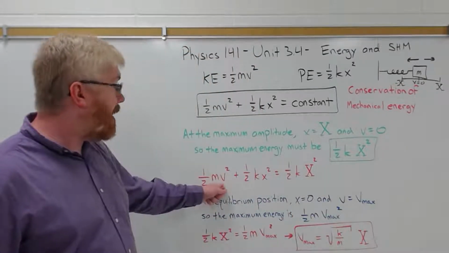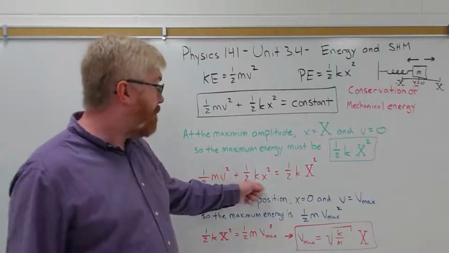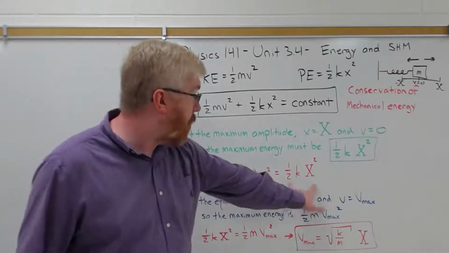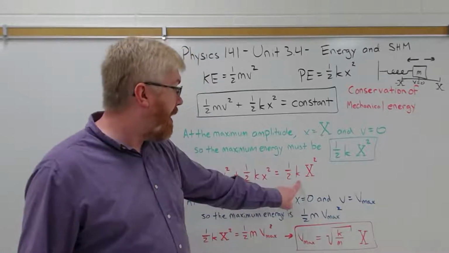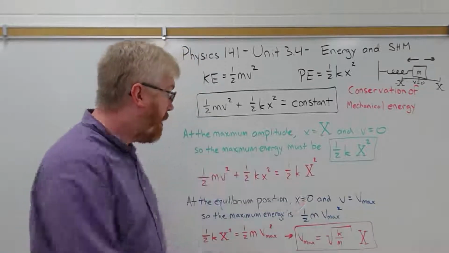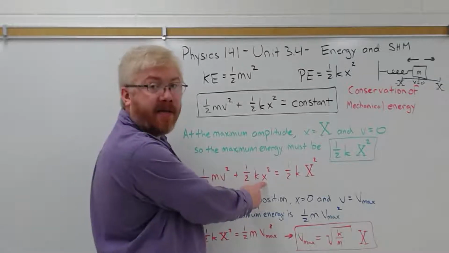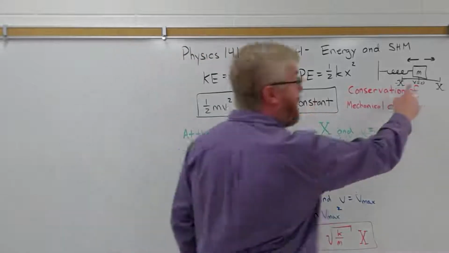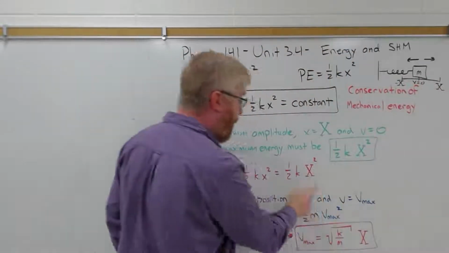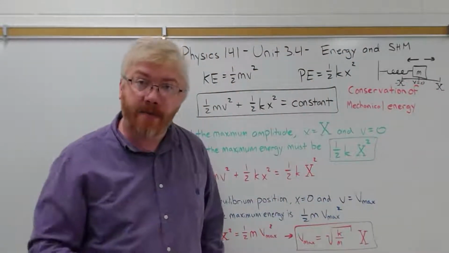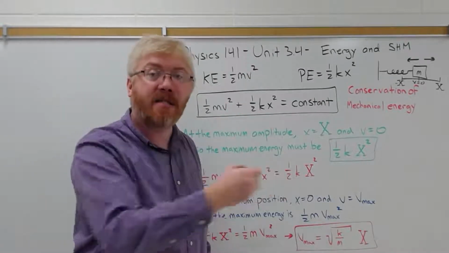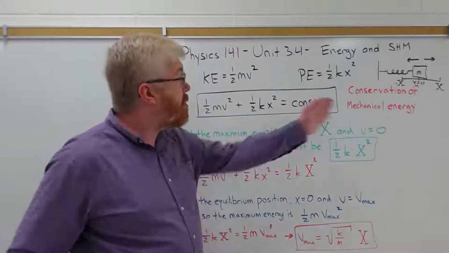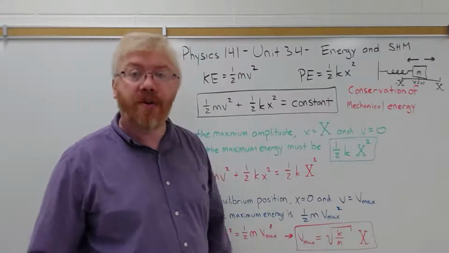So the kinetic energy at any point in time, plus the elastic potential energy at that same instant in time, must equal the total energy of the system, which is 1/2 k times the amplitude squared. So this is displacement, this is small x. This is amplitude, this is big X. Small x is changing with time as this thing oscillates back and forth. Big X is not. Big X is the maximum displacement, the amplitude. That stays constant with time, assuming there's no friction, assuming there's no drag.